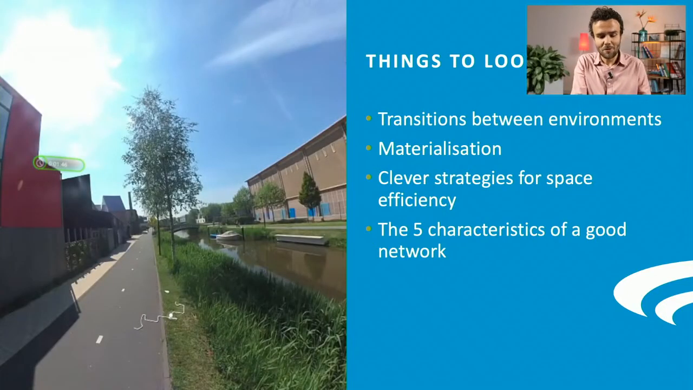Then a few things to look out for while you're watching this video and listening to me. The transition points between environments, so that 50 to 30 kilometer environment, for example, but also from a car environment to the bike environment, is quite interesting. What materials are used, so asphalt versus bricks versus tiles, but also the materials in the urban design context. There's a few very clever things that they've done to make this all space efficient, because as you can imagine, they're very narrow streets, but they made it work anyway. And see if you can spot the five characteristics of good network design.